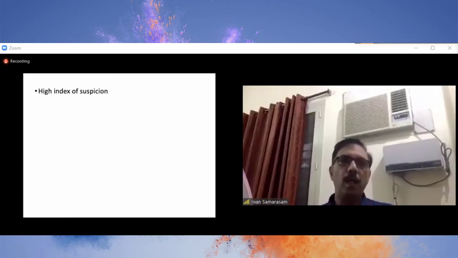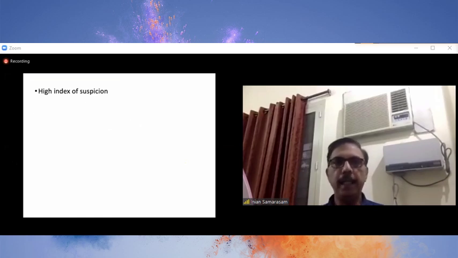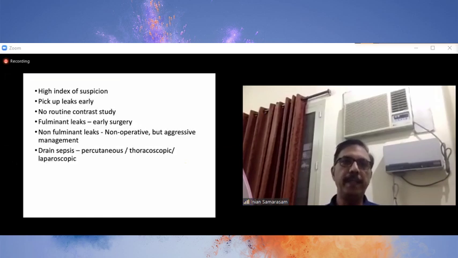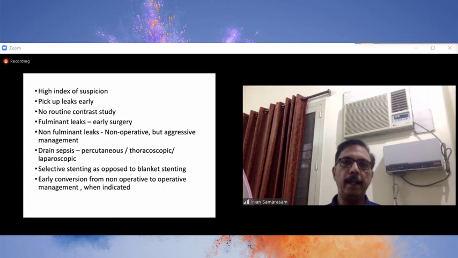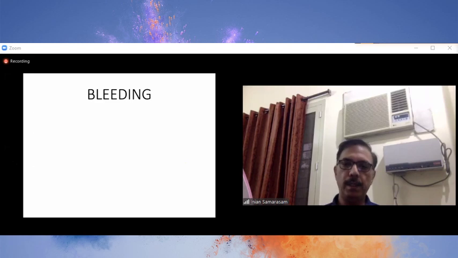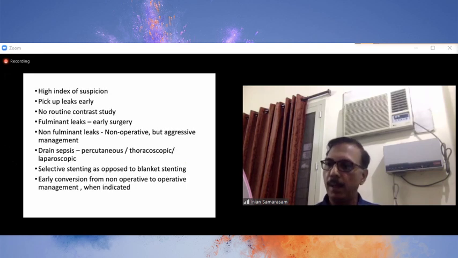So basically, for leaks, you need to have a high index of suspicion. You need to pick them up early. You don't need to do routine contrast study, but have a high index of suspicion. For fulminant leaks, such as conduit necrosis, early surgery. For non-fulminant leaks, non-operative but aggressive management. This will involve either a drain placement plus or minus stenting. And if things don't improve, then you need to be prepared to do surgical treatment. So that is about anastomotic leaks.